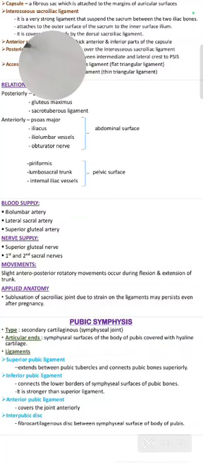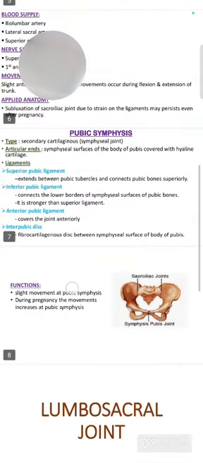The applied anatomy of this joint: subluxation of this joint is due to the strain on the ligaments, and it may persist even after pregnancy. So that's all about the sacroiliac joint. Coming to the pubic symphysis, which is located in the midline anteriorly.